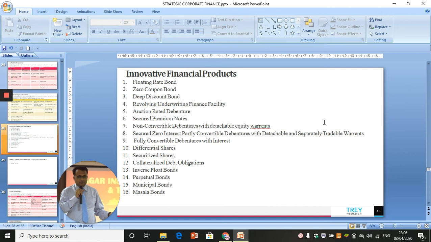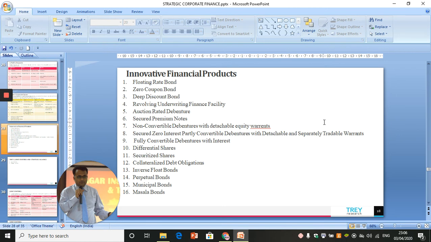Zero coupon bond. This is a bond which is issued at a discount on its face value. For example, if its face value is 100 rupees, it will be sold for 90 rupees, and it will then be redeemed at face value. Then deep discount bonds are very cheap bonds. For example, there are a lot of discounts available on the bond. The bond is available at a very low price as compared to its face value.